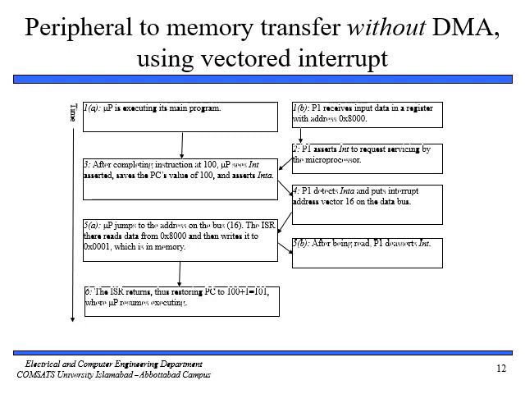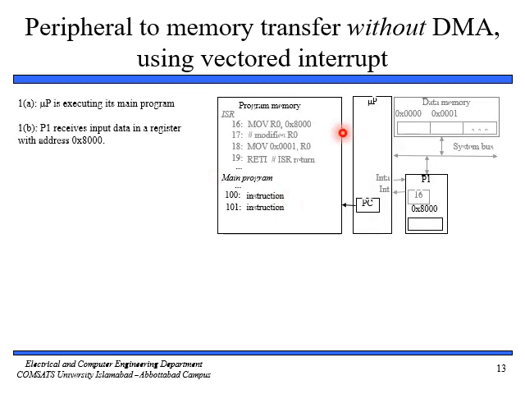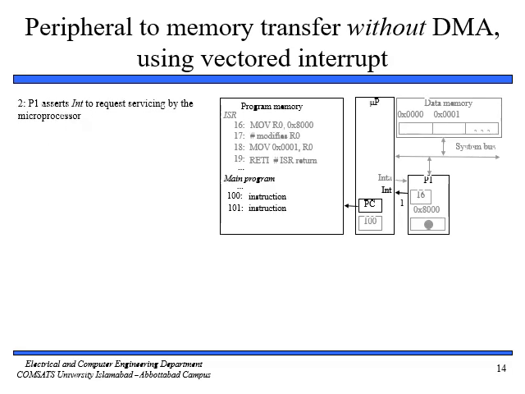So let's move on to the next slide. In this slide we will see step by step how we can transfer from peripheral to memory without DMA access. The microprocessor is executing its main program, and P1 received this data. There is some data, as you can see here. This is the data with address 0x01. Now in step 2, P1 asserts the interrupt. You can see int is 1 and it is requesting the processor to service it.